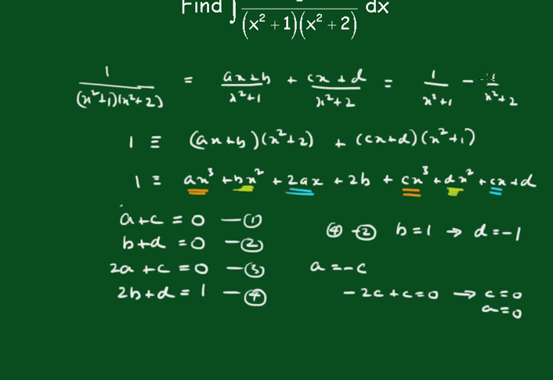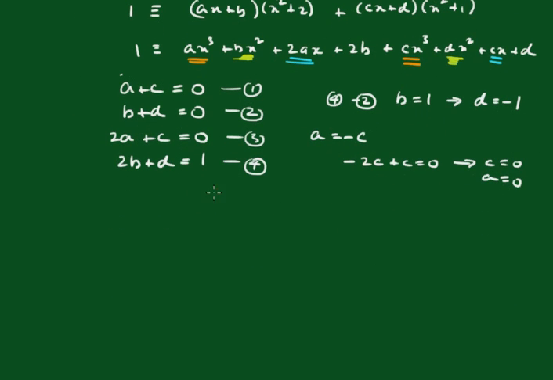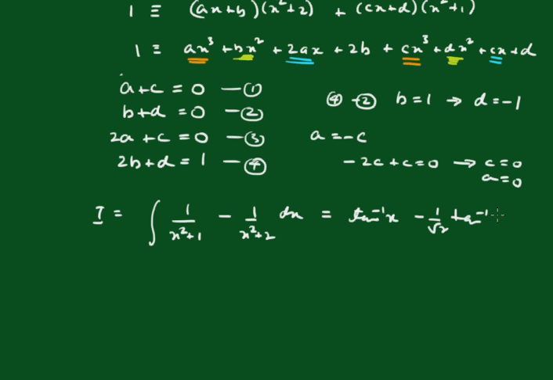Sometimes you can just write that straight down if you can see it, rather than going through all this. It's not a bad idea to just try that to save all that work. Alright, so now we can write down that the integral is equal to the integral of 1 over x squared plus 1 minus 1 over x squared plus 2 dx. Now these are both inverse tan functions. That's the inverse tan of x minus 1 over root 2, because this is the square root of 2 squared, tan to minus 1 of x on root 2, plus a constant.